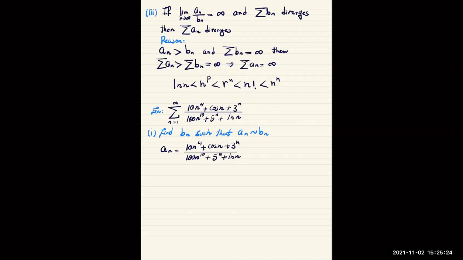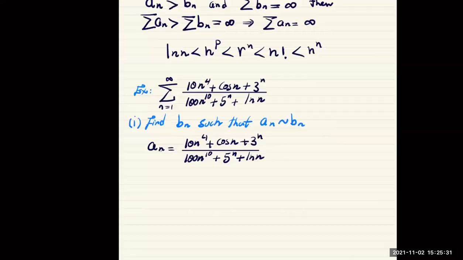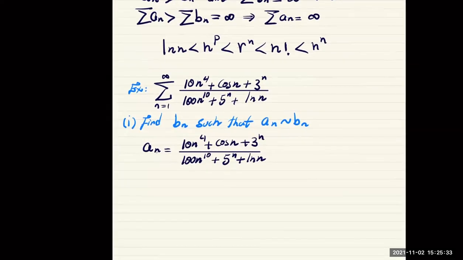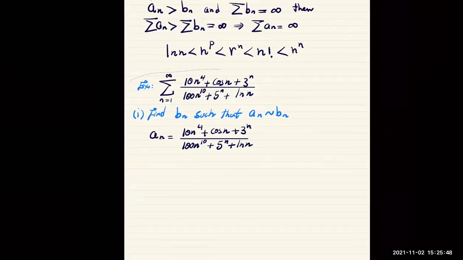Okay, so look at the numerator. And by the way, cosine n, just ask yourself, does that grow? Cosine n doesn't even grow, guys. As n gets big, this thing just fluctuates between -1 and 1. So I'm going to mention that over here, actually.